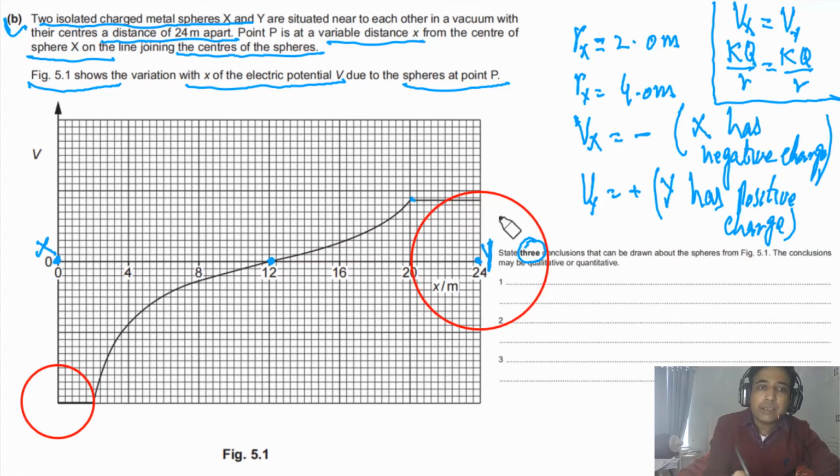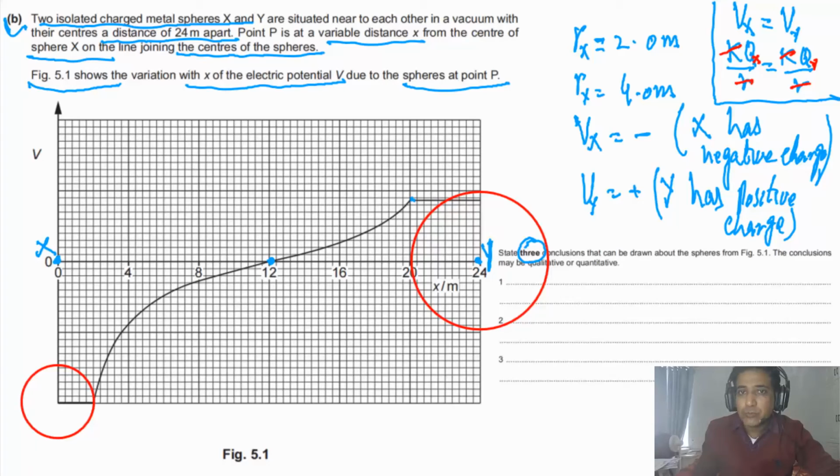In this case r is the same because this is the distance from the center of x and also the distance from the center of y. Distance is the same, so we can say r is the same. So r is the same, so we can simply cancel. K is the same because this is a constant, so it means the magnitude of charge on x is the same as the magnitude of charge on y. So this is also we can conclude from this. I hope these points make sense to you.